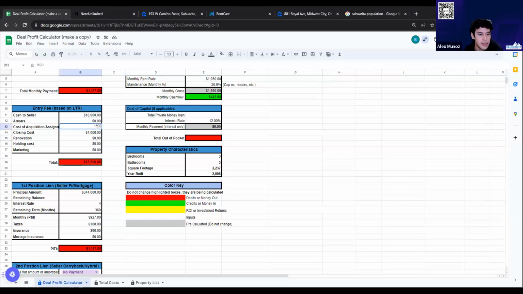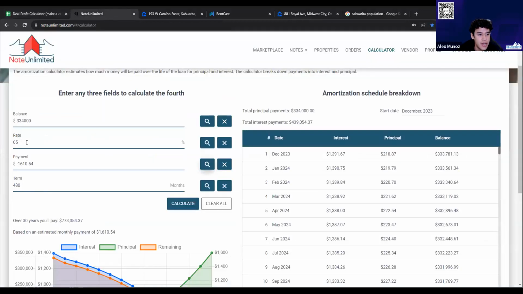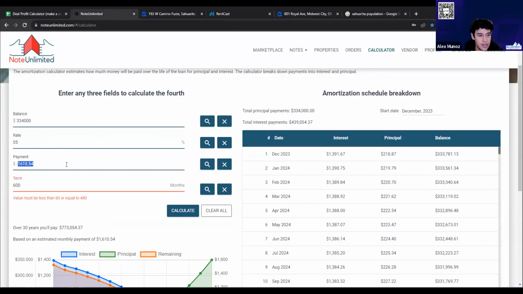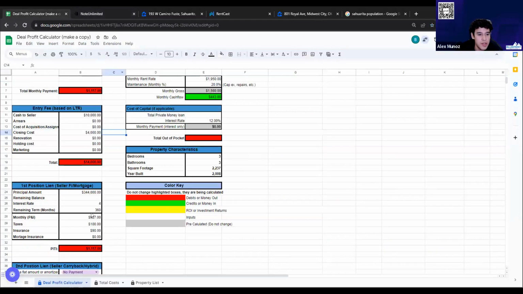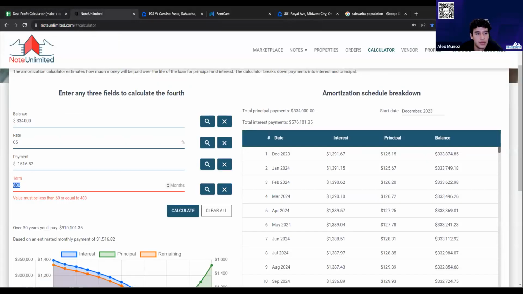But yeah, just kind of going back to this, if they were set on the 5% interest, you might need to make it over 40 years or 50 years. Oh, it doesn't let me set it for 50 years. But it would probably be around 1200. So maybe you're not cash flowing as heavily, but you're still getting a really great deal.